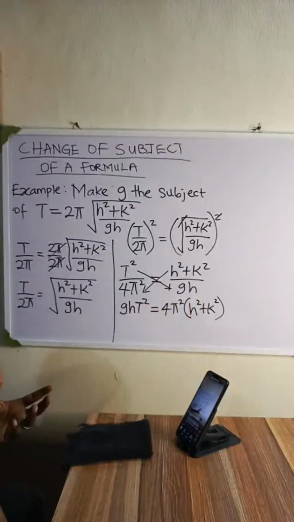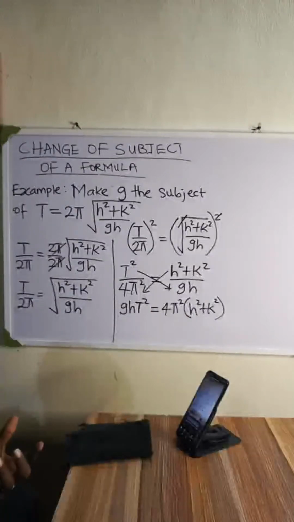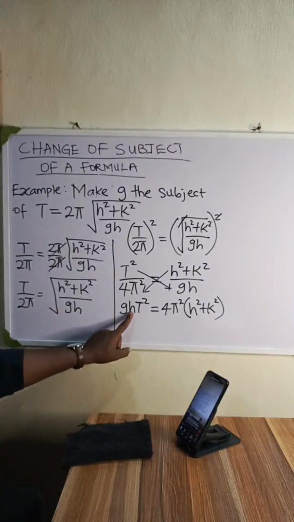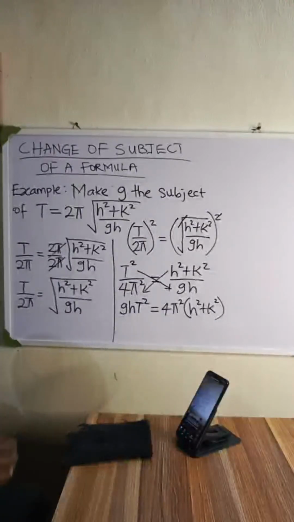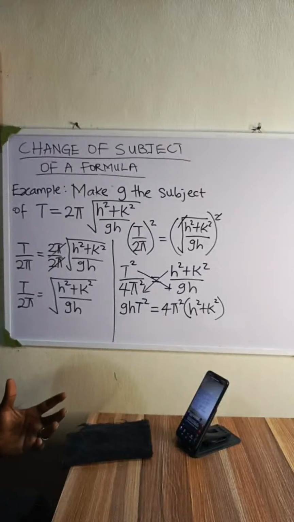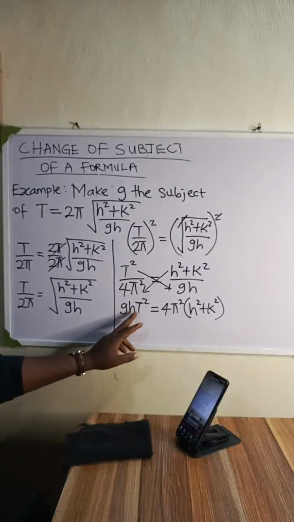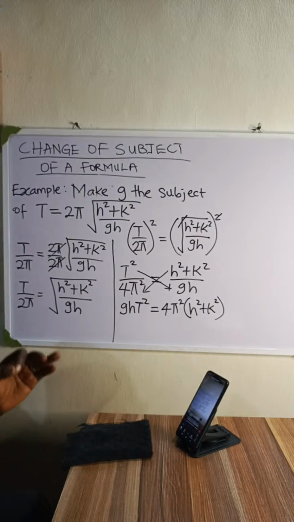So now g is on the left, but is g the subject? Not yet. g is not the subject of the formula because we still have h and t squared on the left. So we need to eliminate those values for g to become the subject, and to eliminate them, we need to divide by ht squared.